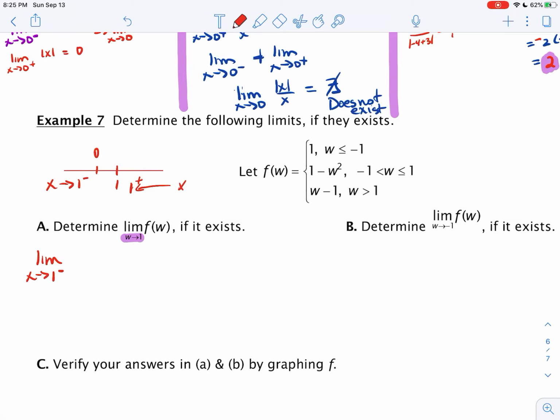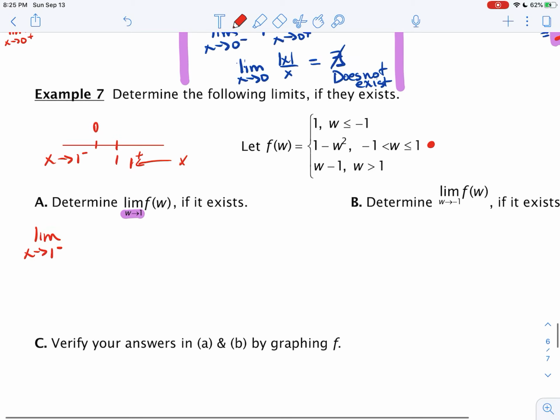If I just take a look at items from the left, where is 0 in this range over in the expression? We have this value here, and that's going to give me where my 0 is. So I can say the limit as x approaches 1 from the left of f of x is going to go to 1 minus 1 squared, and that's going to give me a 0.